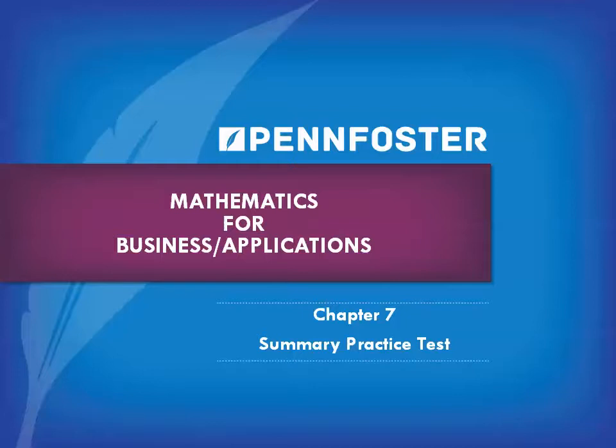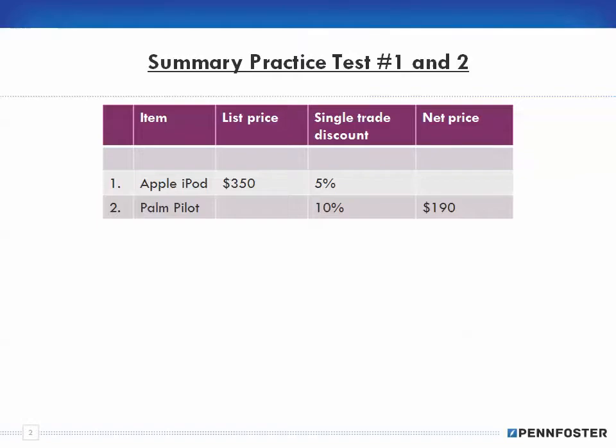So let me get to my pen and the next slide. Okay, here we go. Summary practice test, question number 1 and number 2. This is just to complete the following. What we have here is the item, the list price, single trade discount, and the net price. So let's do number 1.